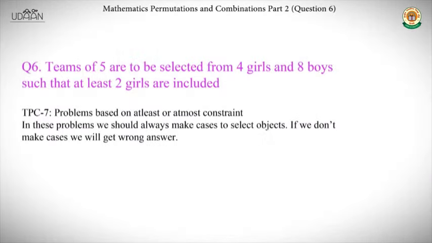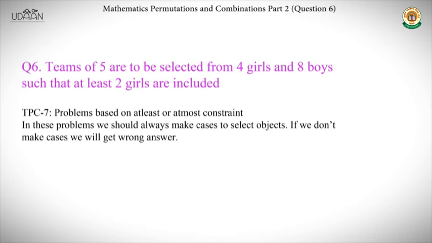So moving on to problem 6, we have teams of 5 are to be selected from 4 girls and 8 boys such that at least 2 girls are included. So again, we have 4 girls, 8 boys, and we have to make a team of 5 out of them. And in each of these teams, there should always be at least 2 girls. So for this question, we consider TPC 7.